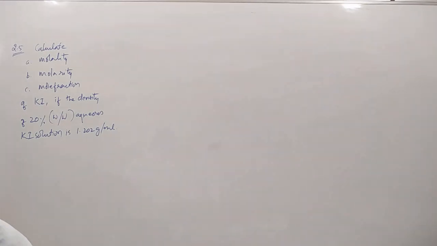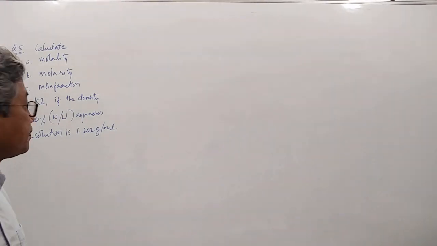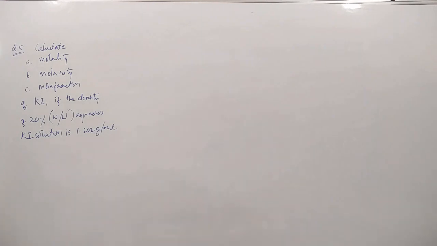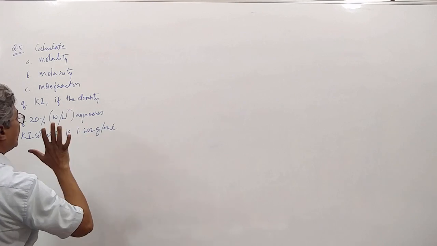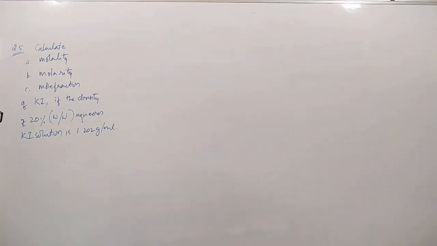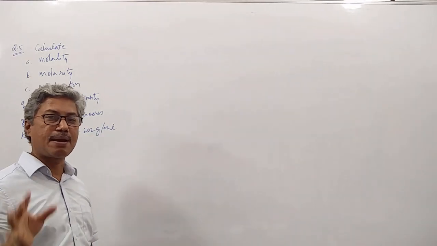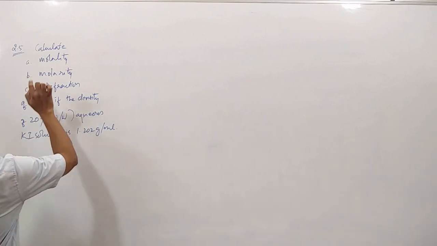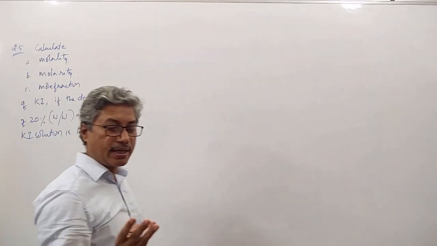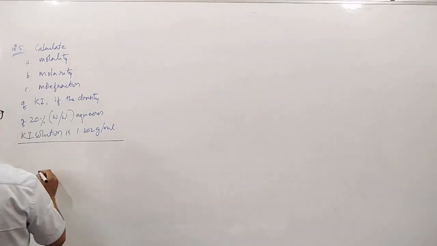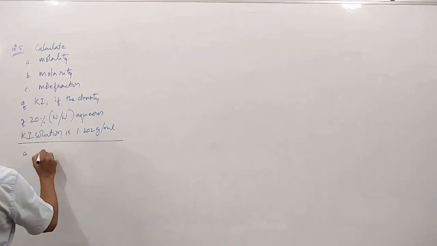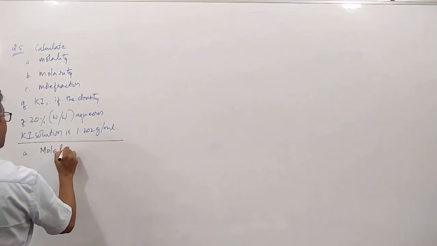Okay, students. Here, what is given is a 20% mass by mass aqueous solution of KI, whose density is 1.202 gram per ml. Then, based on this, what is asked is calculate molality, molarity and mole fraction. See, students, let's go one by one. Let's go for the first one. Let's go for A. This is molality.